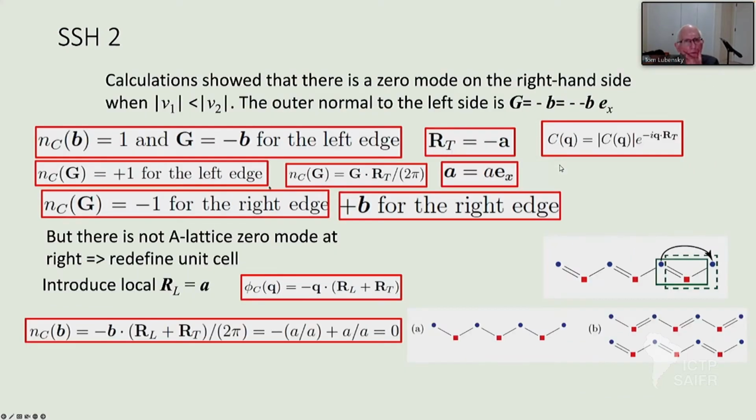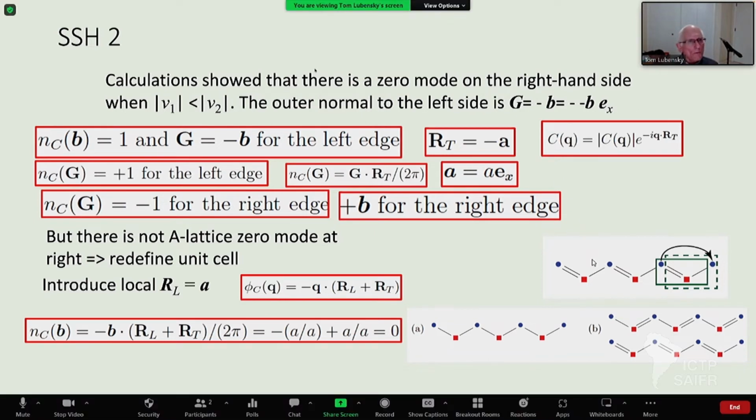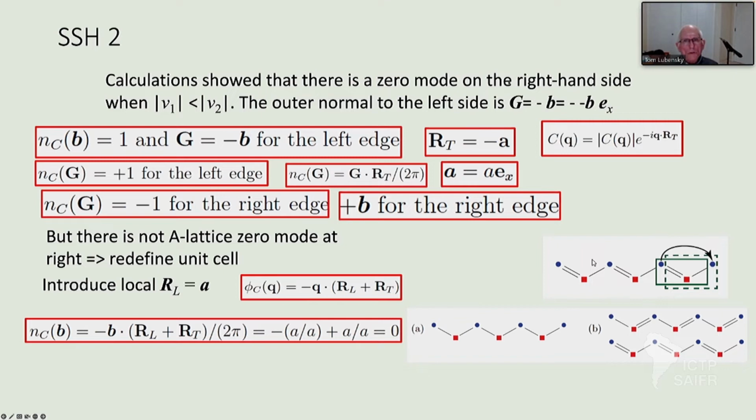Okay, so we've shown that there's a zero mode on the right hand side. Font problem again: I used Times New Roman, and it likes to call an italic V a nu. Okay, so this is V1 when V1 is less than V2 in magnitude. It doesn't matter what the signs are. Then we know we have a zero mode.